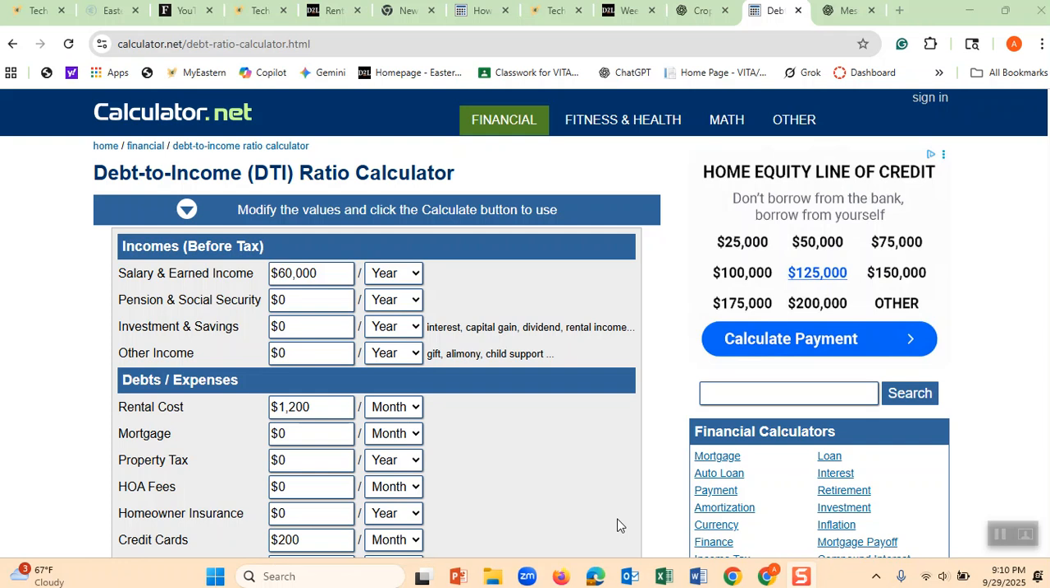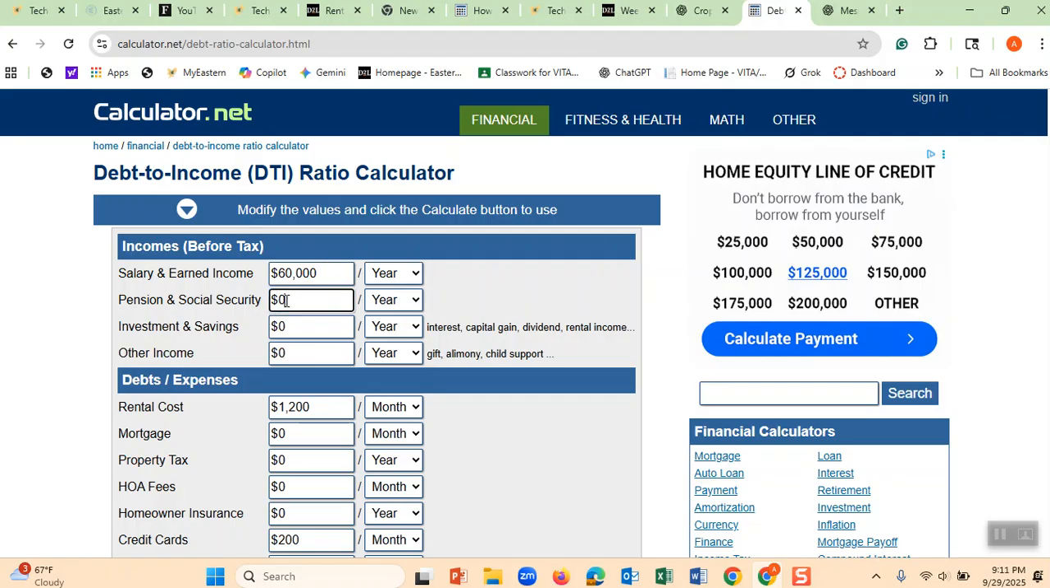Hello all. This is debt to income ratio, one of the calculations we are going to look at. Imagine that my salary is $60,000 per year. Of course, it can be monthly, quarterly, but we go with the year. Therefore, if you want to put your own salary here, put it 30, 40, whatever you want.